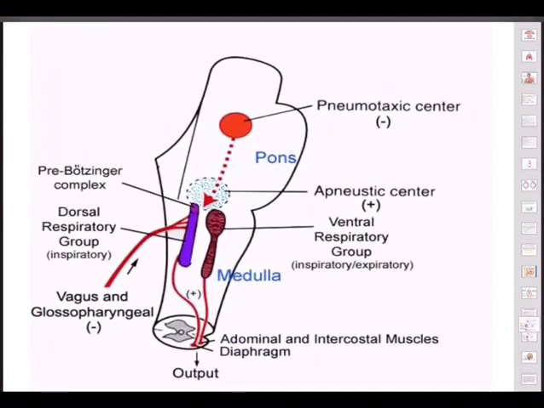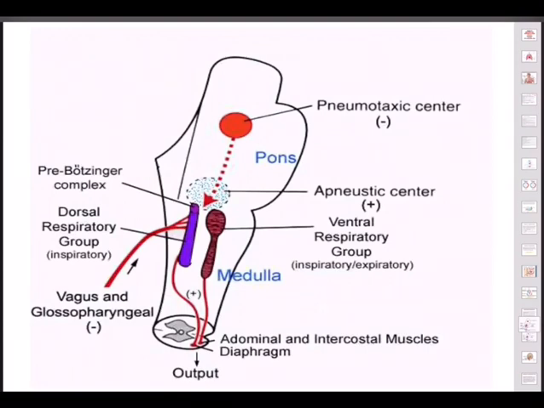Now, where are the centers? Here are the centers. This is the medulla of our brain, the medullary region, and you can see the pons area also. So you can identify in the medulla region the ventral respiratory group, and there is a nerve going, the vagus nerve and glossopharyngeal. Now the dorsal respiratory group, inspiration, and the pneumotaxic complex. So abdominal and intercostal muscles and the diaphragm will be controlled.